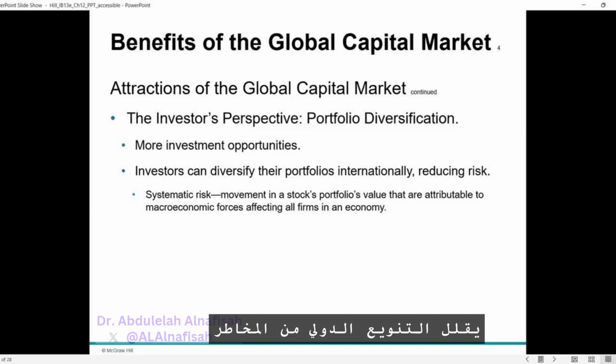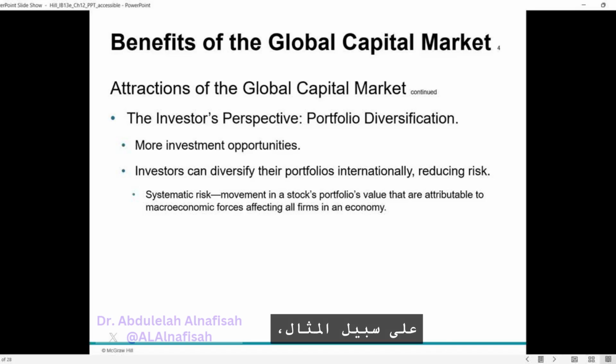International diversification further reduces risk because movements in global stock markets are only moderately correlated. For instance, historical studies show that the correlation between U.S. and international stock indexes has been relatively low, allowing investors to mitigate risk significantly by holding foreign stocks.